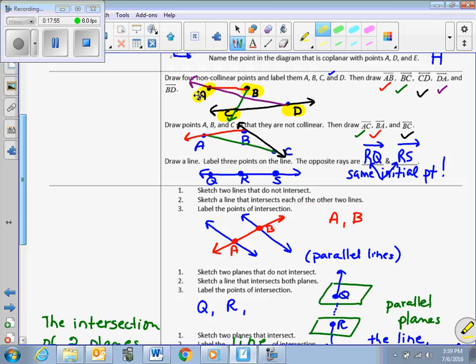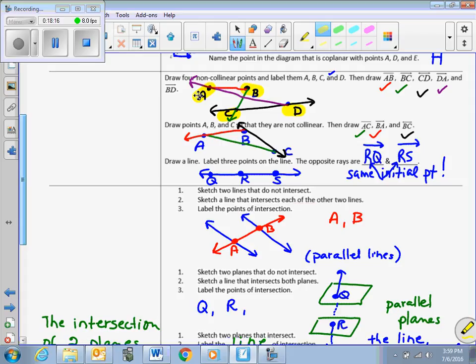The next was to draw points A, B, and C so that they are not collinear. Of course, any 2 of them are collinear because any 2 points make a line. Then draw line segment AC, ray BA, and line BC. So I tried to use the same color conventions that I did previously.